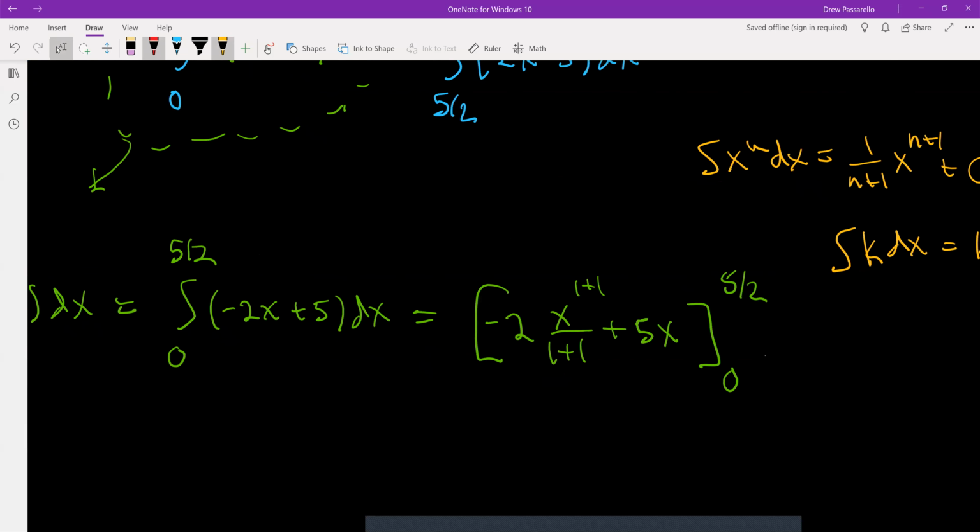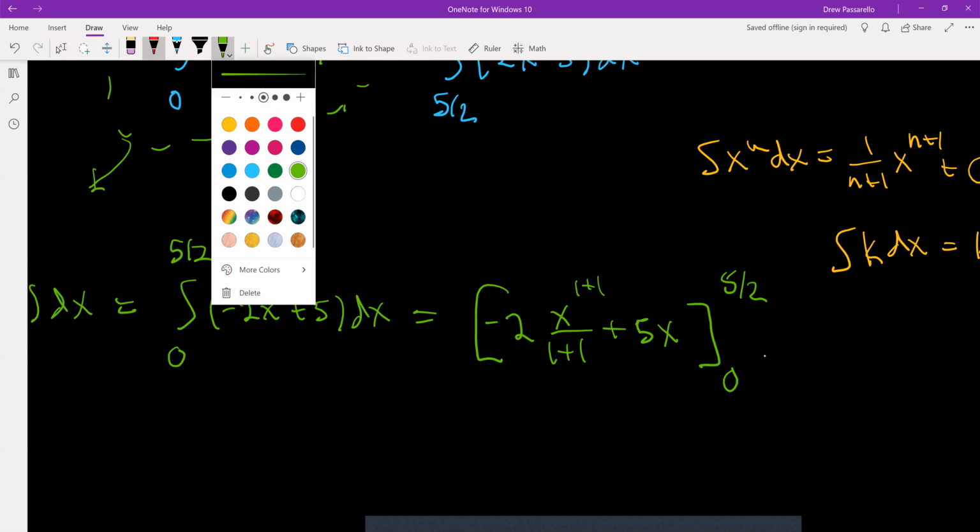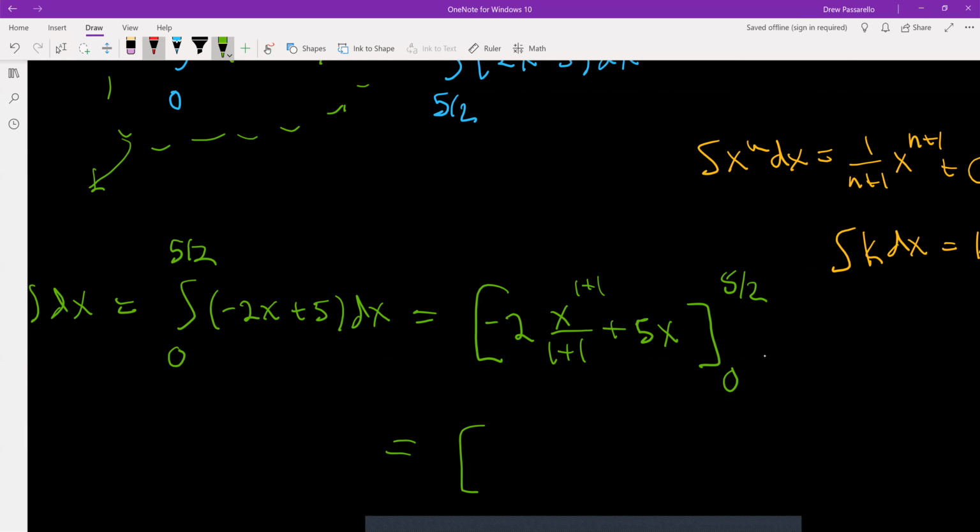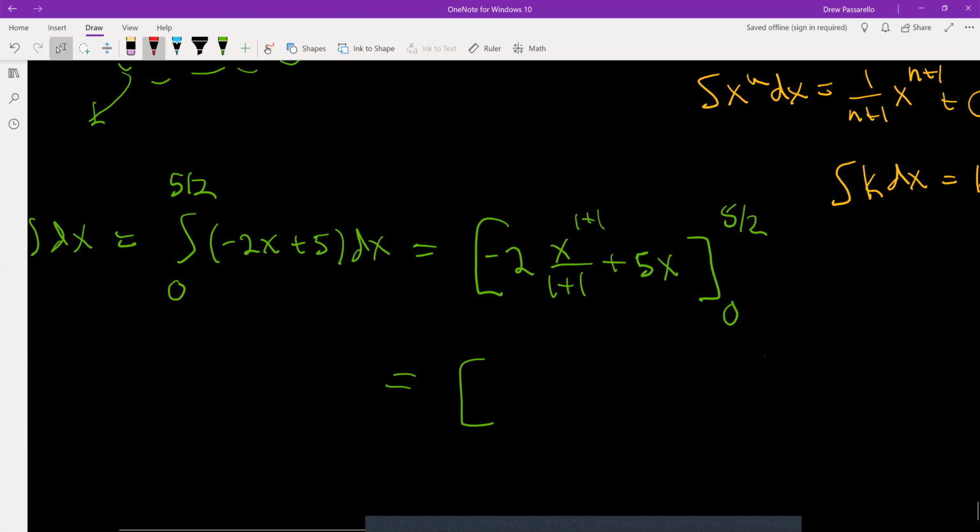All right, so what does that come out to be? So we have the definite integral. We integrated, and the antiderivative is this in green. So we do -2 divided by 2, it's -1. So I have -1x squared, or just -x squared, and then plus 5x, and then 0 to 5 halves.